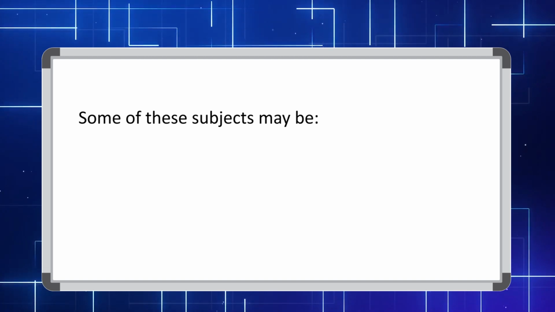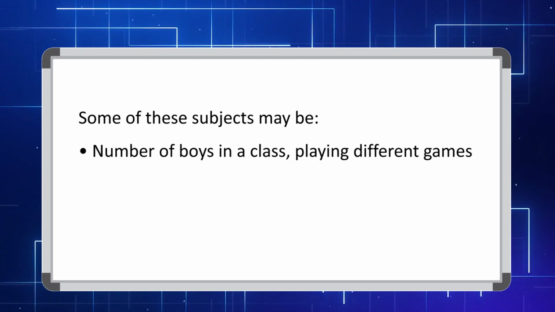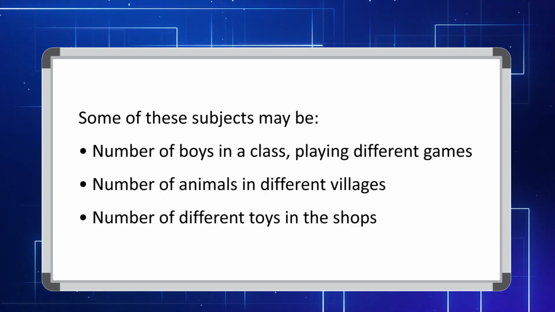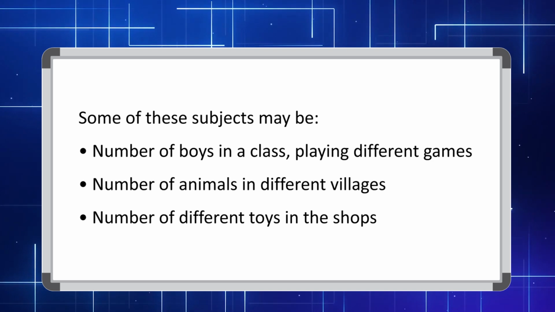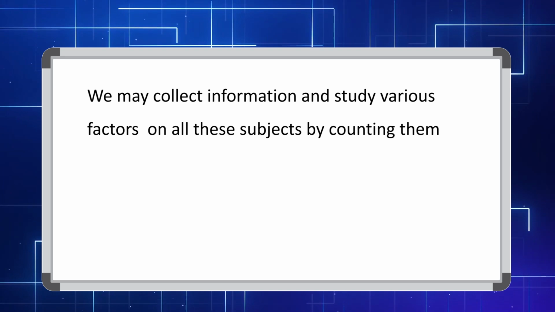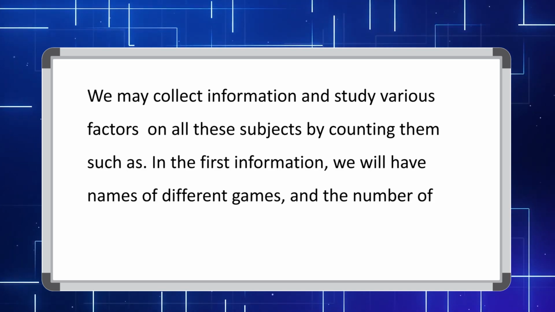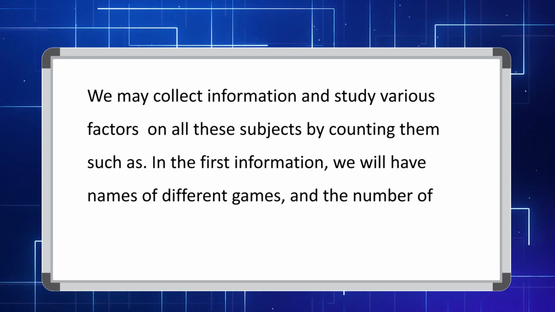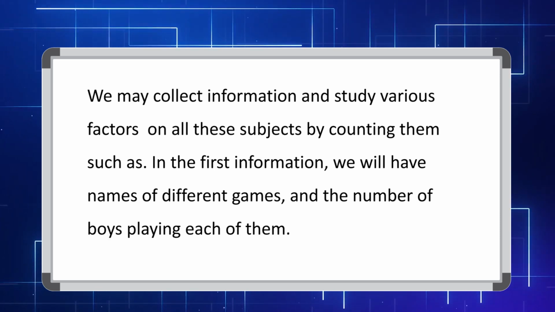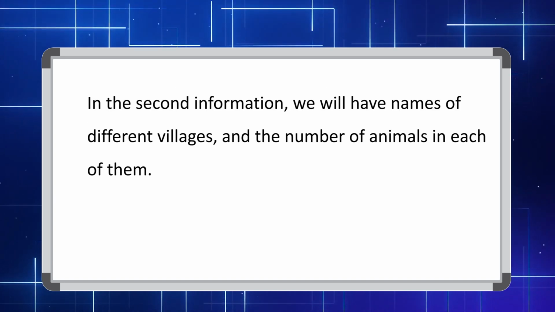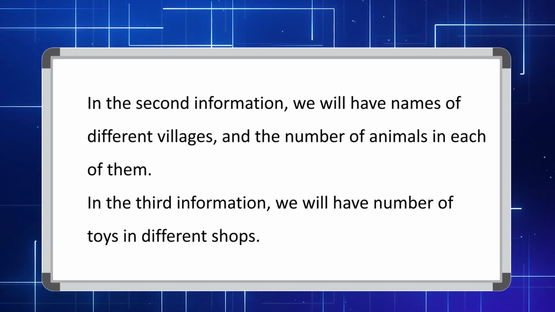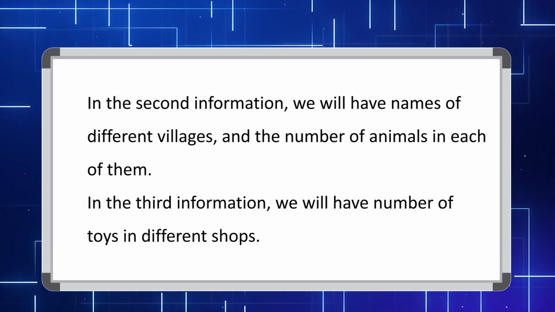Some of these subjects may be the number of boys in a class playing different games, the number of animals in different villages, the number of different toys in the shops. We may collect information and study various factors on all these subjects by counting them. In the first information we will have names of different games and the number of boys playing each of them. In the second information we will have names of different villages and the number of animals in each of them. In the third information we will have the number of toys in different shops.